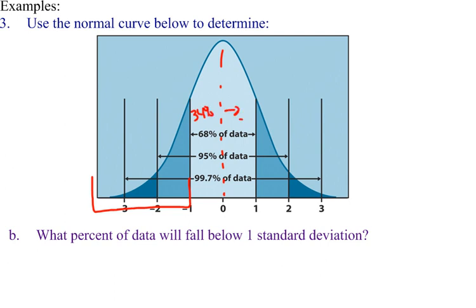All this to the right is 50%, which makes this little piece right here the 16%. That's the one we just got done doing. So, 1 standard deviation below, data will fall below 1 standard deviation.